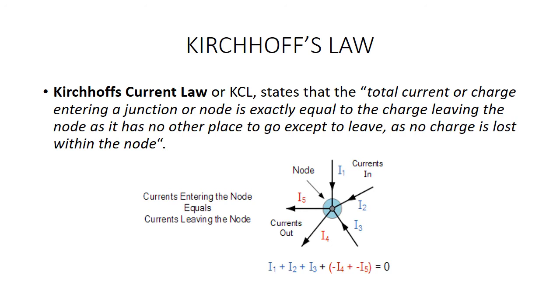So here we have represented the diagram, that is I1 + I2 + I3 - I4 - I5 = 0. That is, the plus signs denote entering currents and the minus signs denote leaving currents. So all the currents together sum to 0.